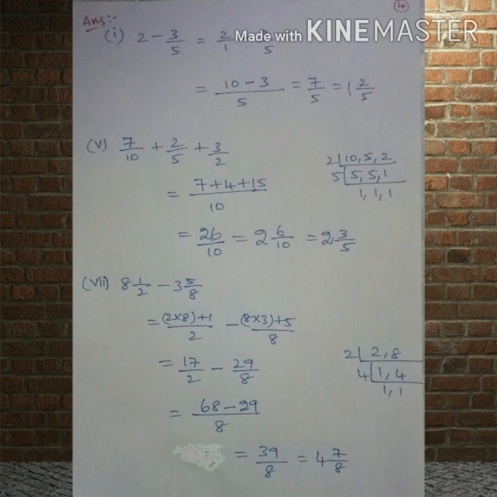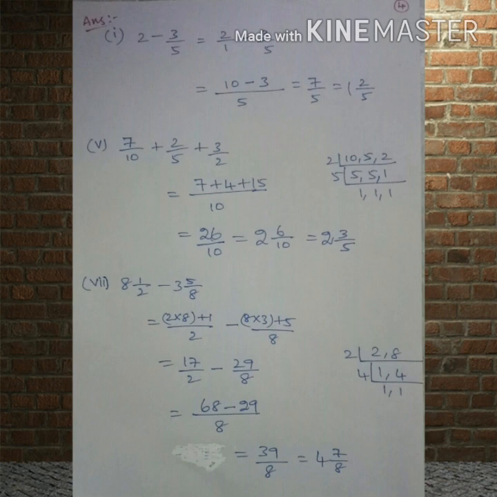We have to write it in the denominator. After writing the LCM in the denominator, that LCM is divided by the first fraction's denominator. 10 divided by 10 will get the answer as 1. That value is multiplied with the numerator. 7 ones are 7. Then we have the symbol of plus, so put plus.